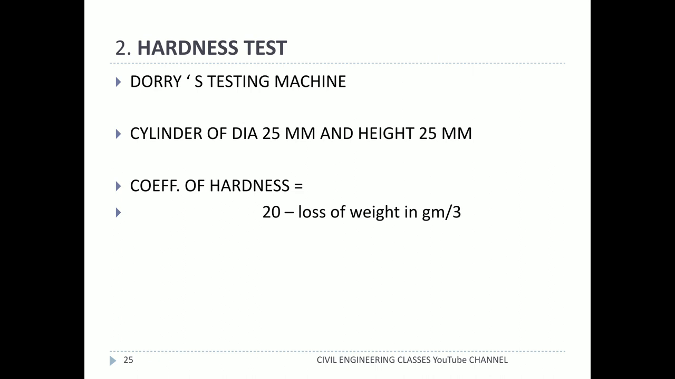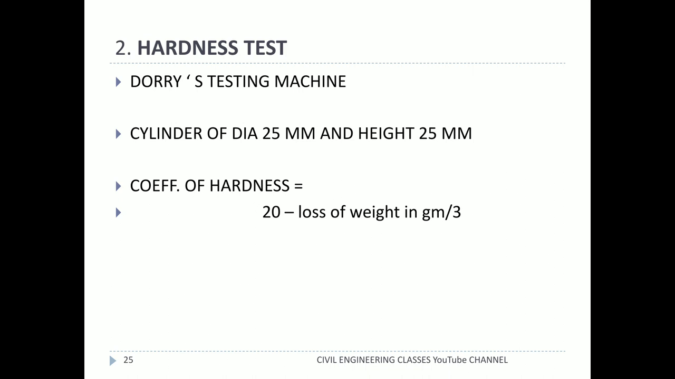Next one is the hardness test. Hardness test is basically done on Dorry's testing machine. For this we have to take a cylindrical stone sample having a diameter of 25 mm and a height of 25 mm, same height and same diameter.